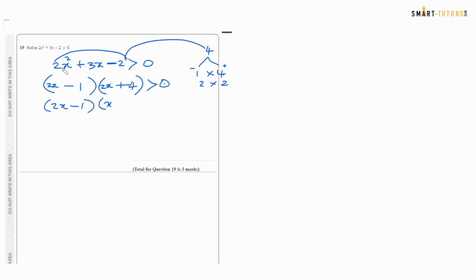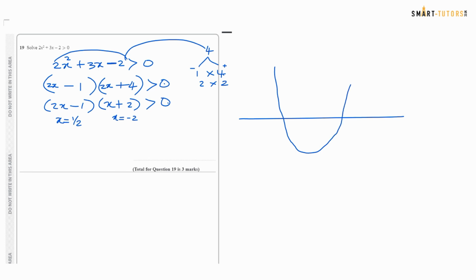So 2x minus 1, 2x minus 1, the other bracket can be simplified by 2, so x plus 2. So that is the factorization done. Now we need to find out what are the points. So 2x minus 1 can be 0, so x equals 1 divided by 2, x equals minus 2.